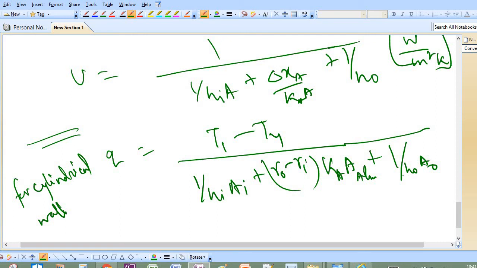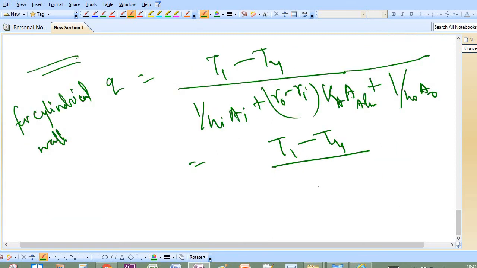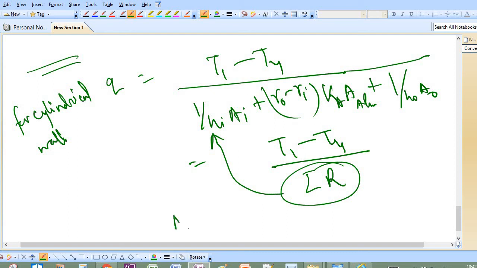A cylindrical wall can be replaced with a flat wall or plane walls. This, if we write, our numerator is our temperature gradient T1 minus T4 divided by the sum of resistances, the combined resistance. This is our combined resistance: 1 by HI AI plus RO minus RI by K ALM, log mean area, plus 1 by HO AO, where AI represents, what is AI? AI is our lateral surface area based on the inside radius of our hollow cylinder, which will be 2 pi L RI.